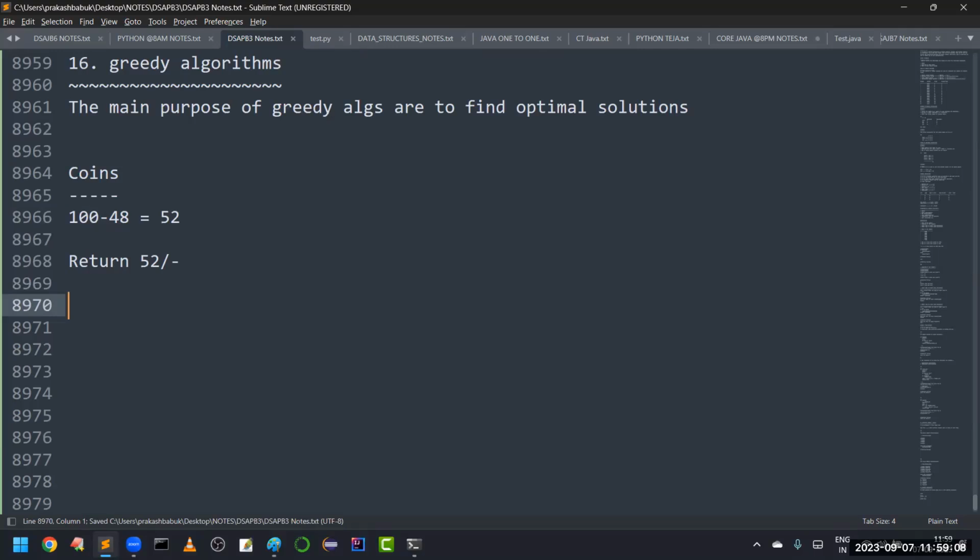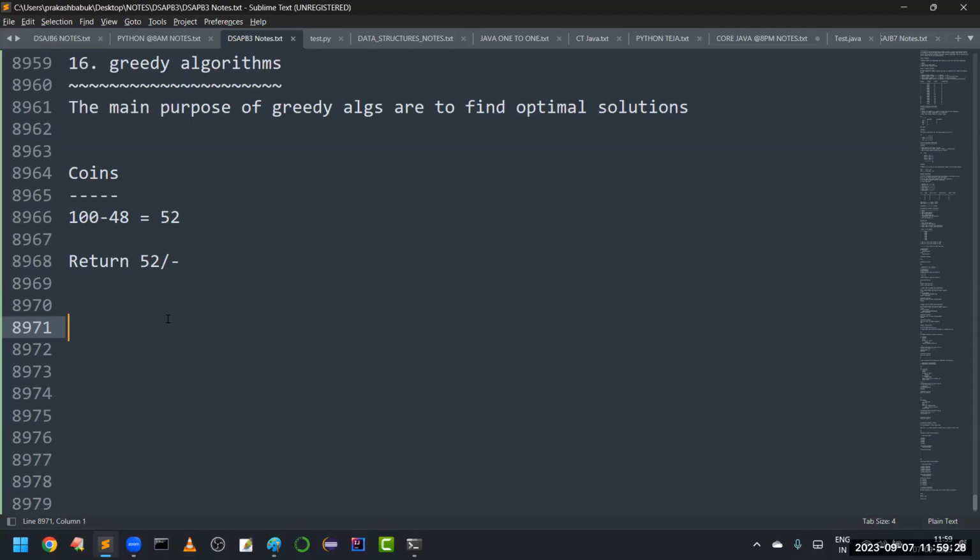Can you please tell me how you are going to return this 52? What denominations would you prefer for this? Please confirm. Yes, one 50 rupee note and two 1 rupee coins. Sorry, one 2 rupee coin.